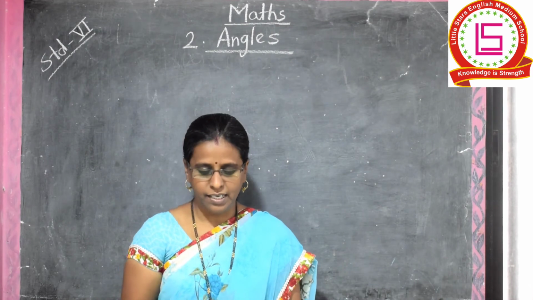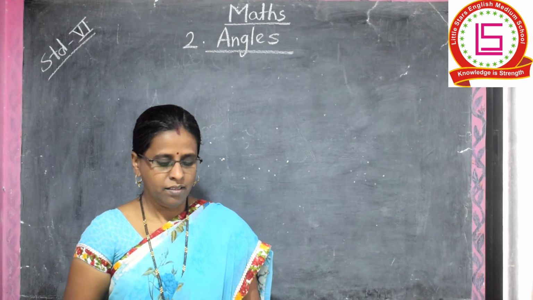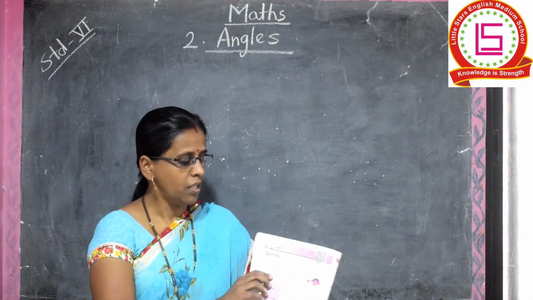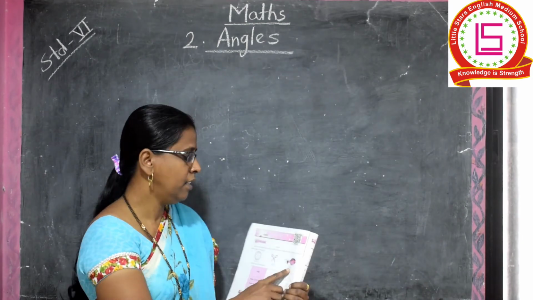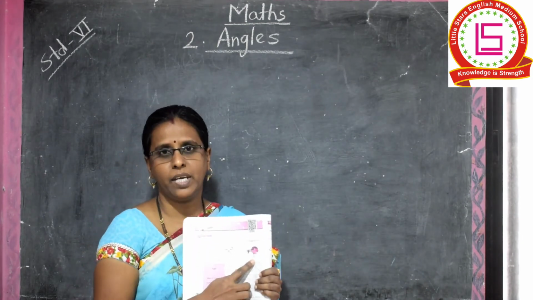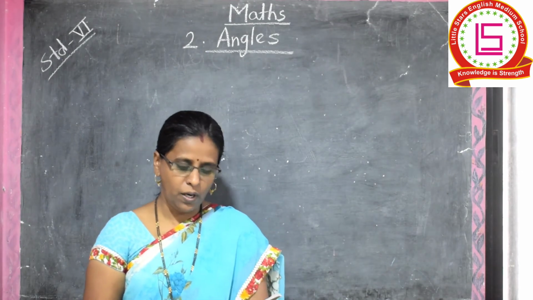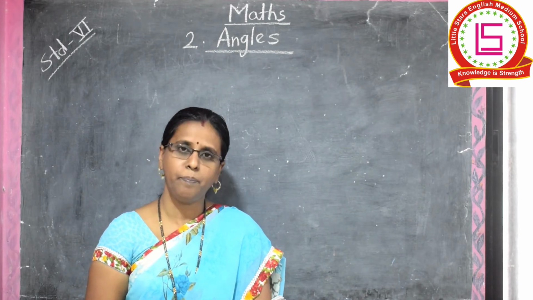Okay, then see here. At the beginning of this lesson, some pictures are given. The first picture is a clock, the second a scissor, and the third the beak of a bird. Look at the angle shown in the pictures below. Identify the types of the angle and write its name below the picture.